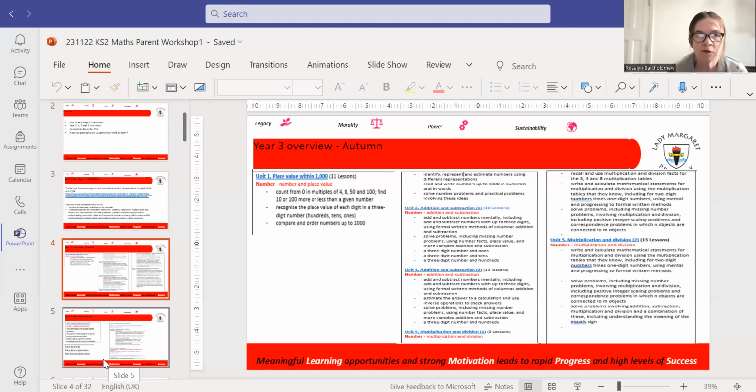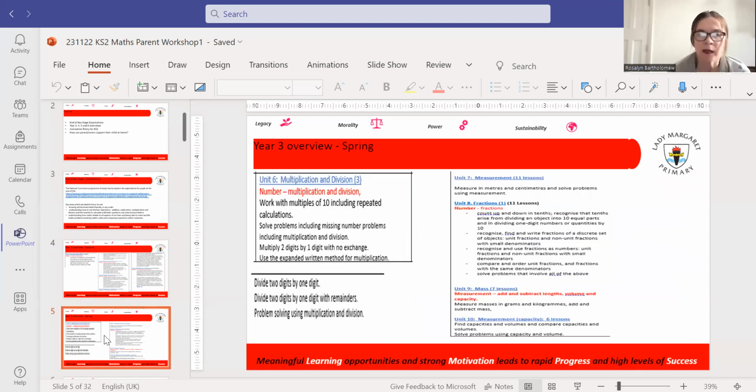I'm going to take you through the overviews for each of the different year groups so that you can see how the learning progresses. In every year group, we start with place value. Now, those numbers get larger according to which year group your child is in. So in the autumn Year 3 overview, we start with Unit 1, which is place value within 1,000. Move on to Unit 2, which is addition and subtraction, and Unit 3 continued. So the children will be working on arithmetic and also problem solving. Then they move on to multiplication and division too. So those are the big areas for the autumn term in Year 3.